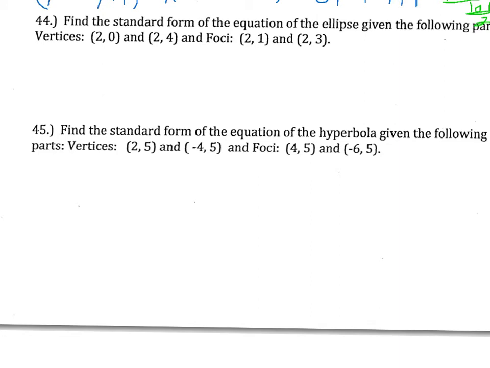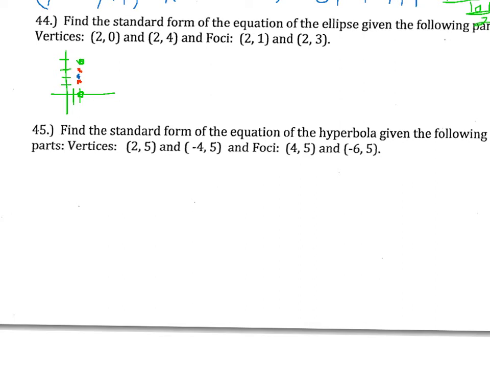For number 44, we want to write the equation of an ellipse given the following information. So we know that this ellipse has vertices at (2, 0) and (2, 4), and it has foci at (2, 1) and (2, 3). So we know that this is a vertical ellipse. And based on where the vertices and the foci are, we know that our center is at (2, 2).